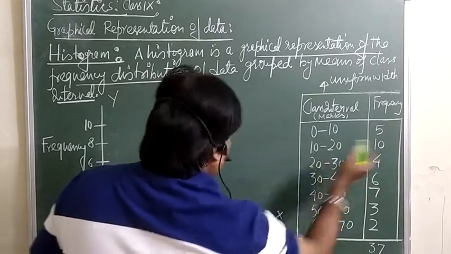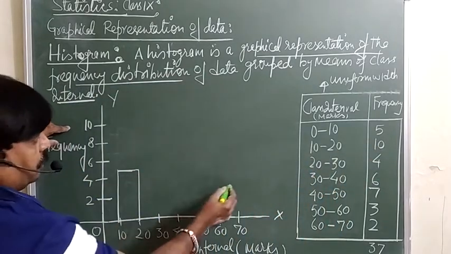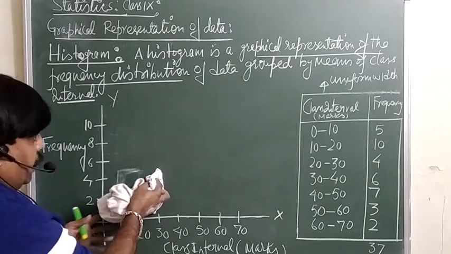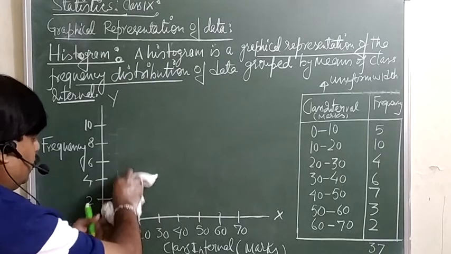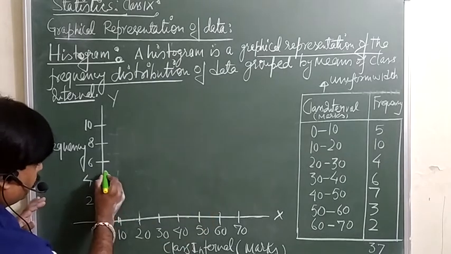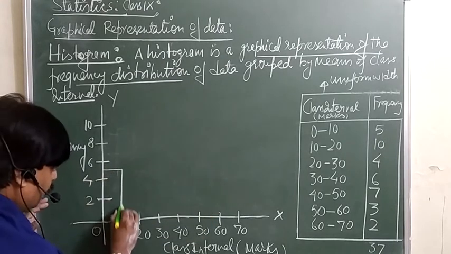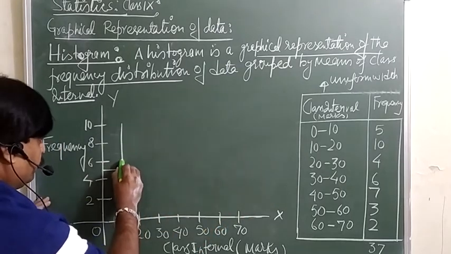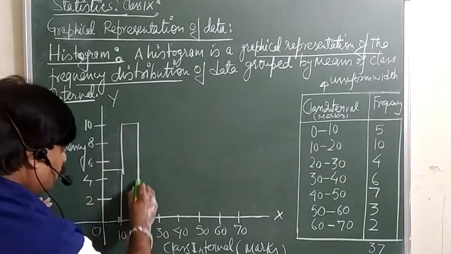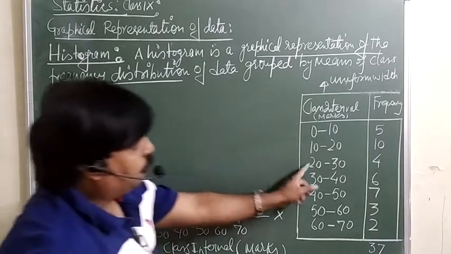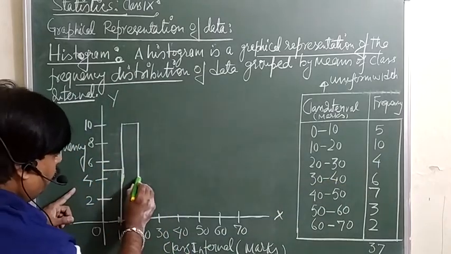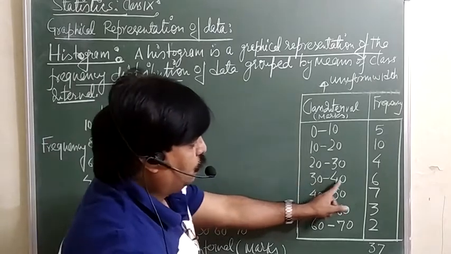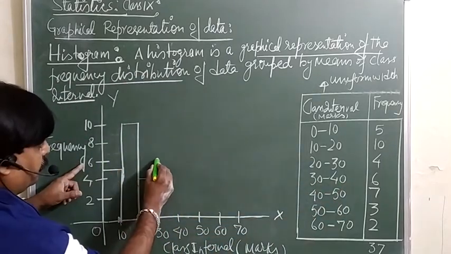Now 10 to 20 is 10. Sorry, this is 0 to 10, not 10 to 20. First of all, 0 to 10 has 5, so the bar should reach here. This is your 0 to 10. Then 10 to 20 is 10, so here. This one is 10 to 20. Then 20 to 30 is 4, so you are here. This one is 20 to 30. Then 30 to 40 is 6, here.